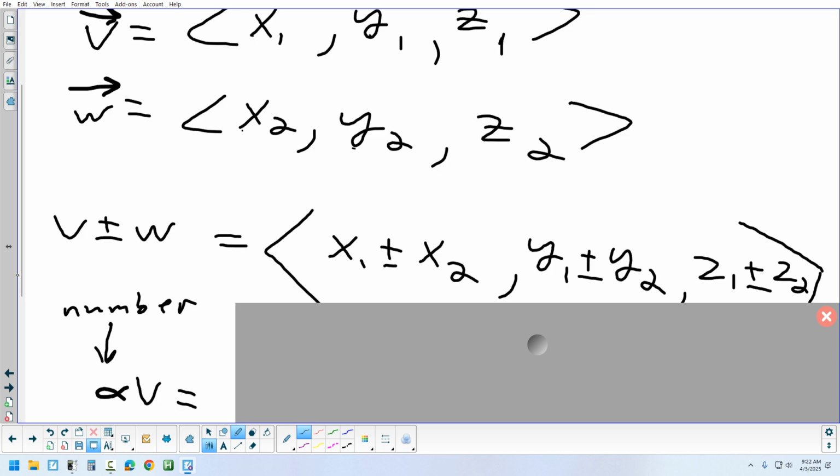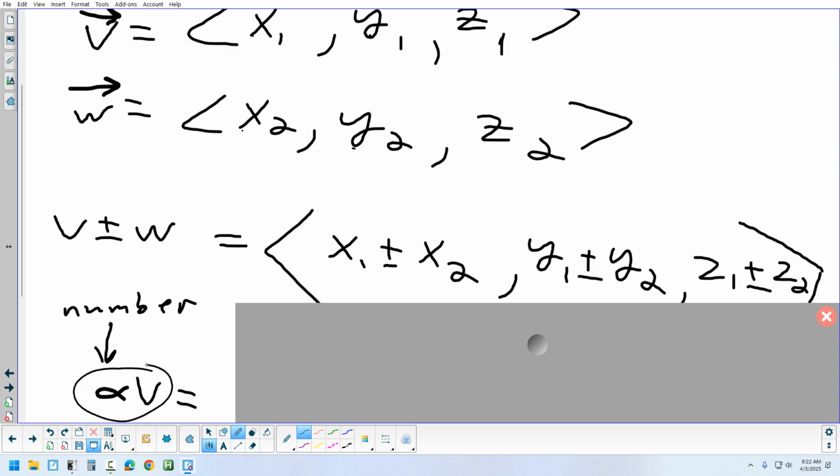A number in front of a vector. What do we call that operation? The number in front is the scalar, and the whole operation is called scalar multiplication. So this is scalar multiplication.